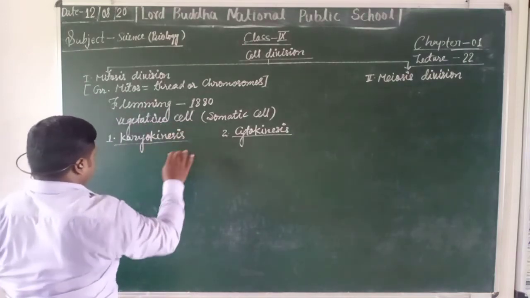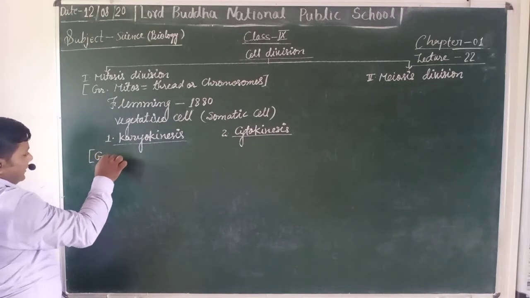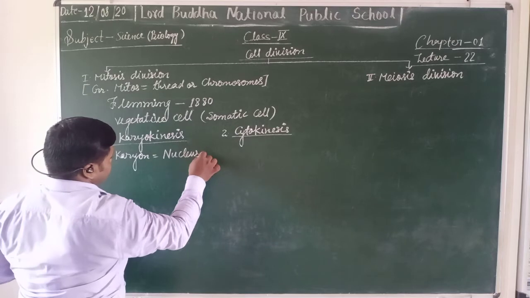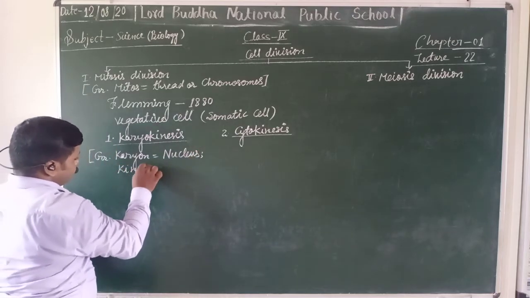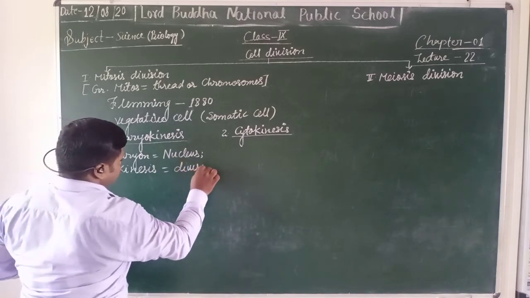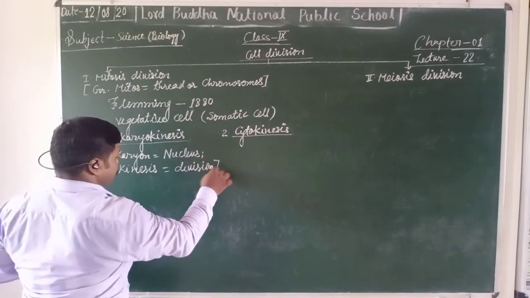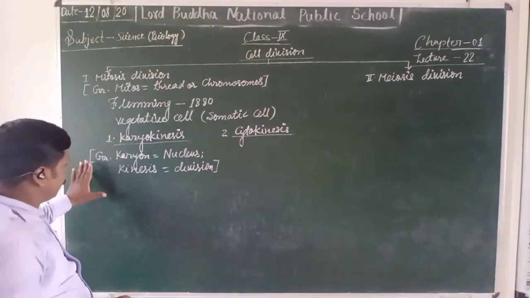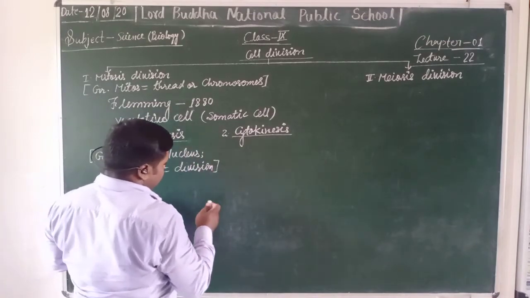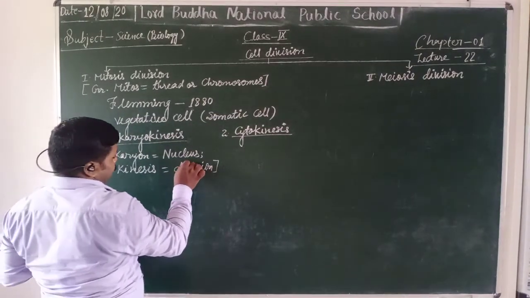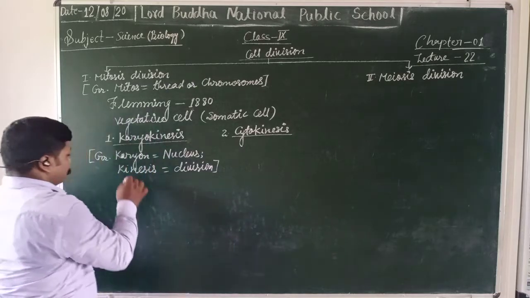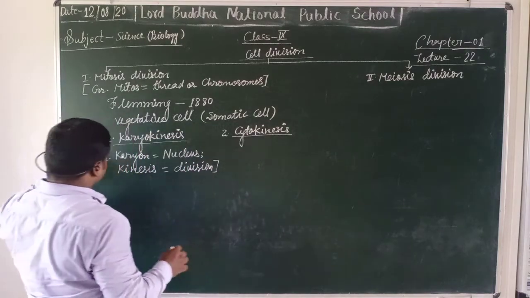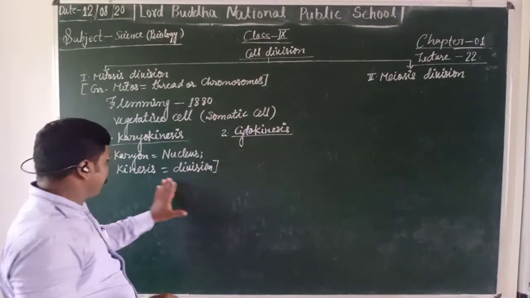Then let us know about karyokinesis. What is karyokinesis? It is derived from the Greek word karyon, that means nucleus, and kinesis means division. Thus, this is the division of nucleus. It is the first phase of each and every type of cell division. First of all, the nucleic material of the nucleus goes on the path of division. After the completion of karyokinesis, the cytokinesis will start. Then, students, this makes it very clear that karyokinesis is the division of nucleus.